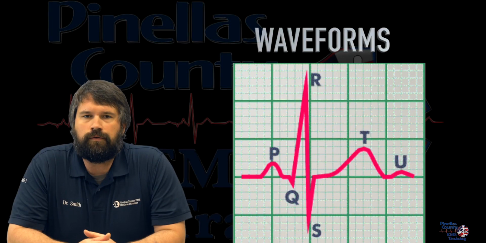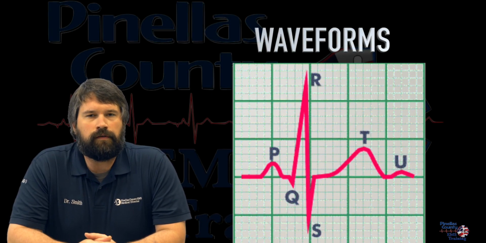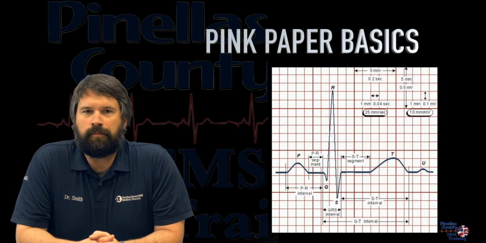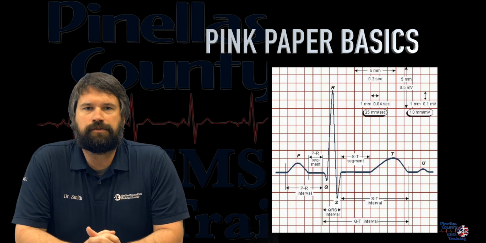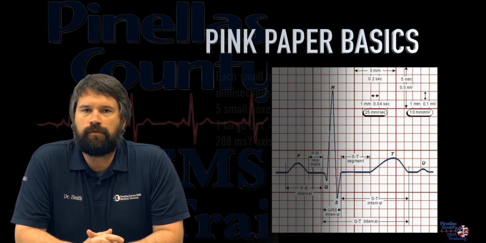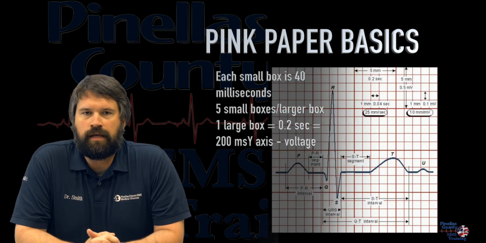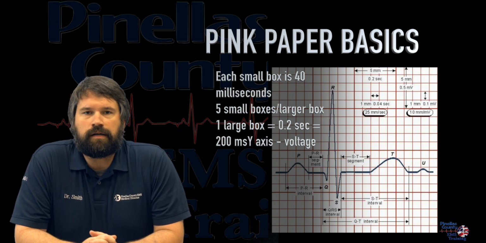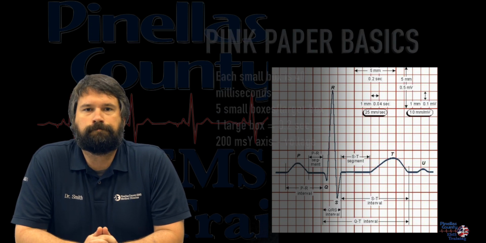So that was a brief review of the EKG. Let's go into the waveforms, which is really what we want to talk about today. So let's go over some pink paper basics. What do we actually see on EKG tracing? So the y-axis is voltage and the x-axis is time. Each small box along the x-axis represents 40 milliseconds. 5 small boxes makes 200 milliseconds or 0.2 seconds. The vertical boxes are voltage, with each one being 0.1 millivolts, so one large box is 0.5 millivolts.